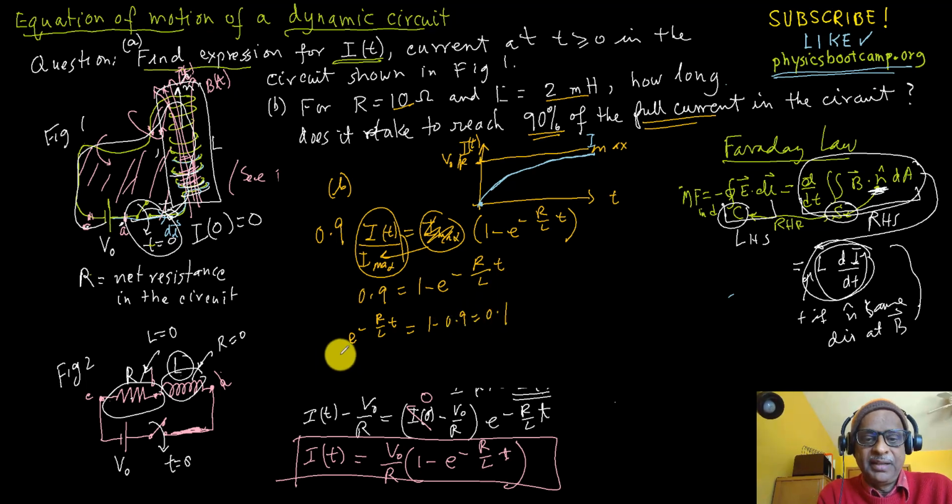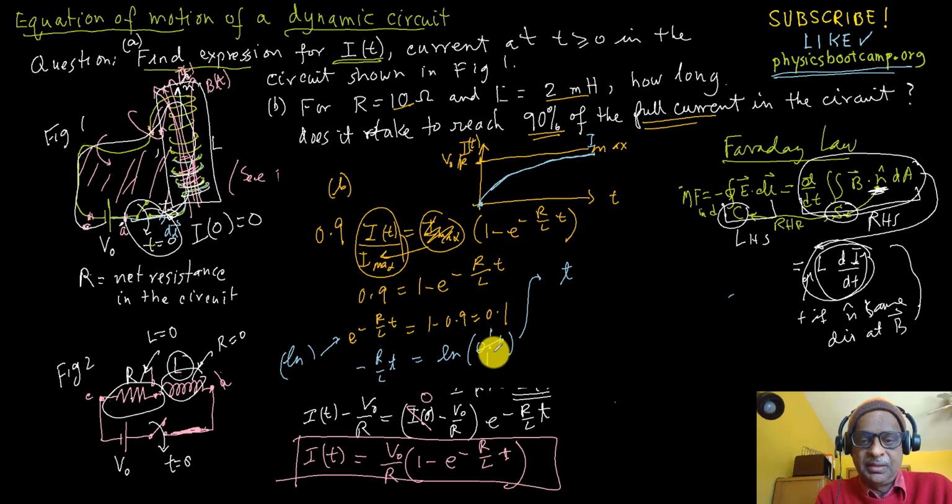Then you have to take the natural log of both sides. So minus R over L t, natural log of that, and on the other side I'm going to have the natural log of 0.1. So t is going to be 1 over 10, so this is going to be minus log of 10. The minus cancels out. So t is going to be L natural log of 10 over R.